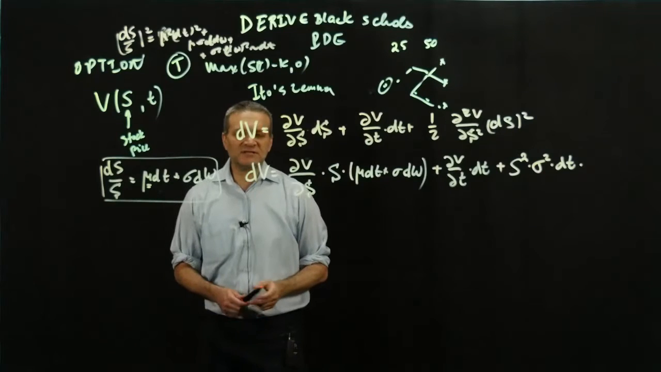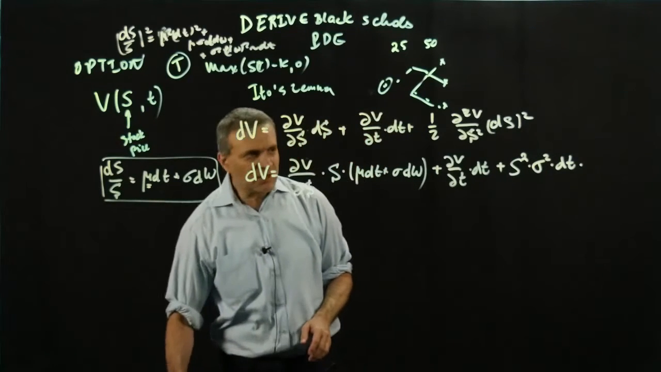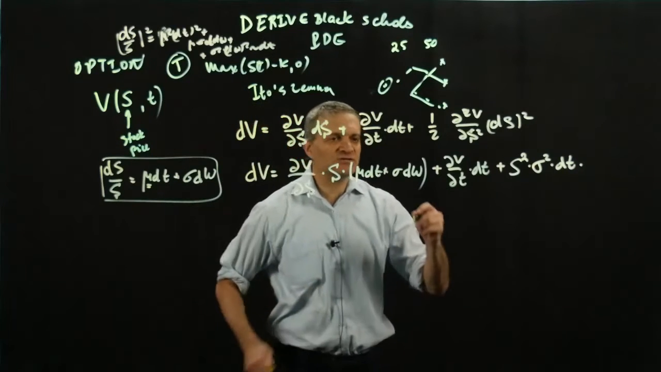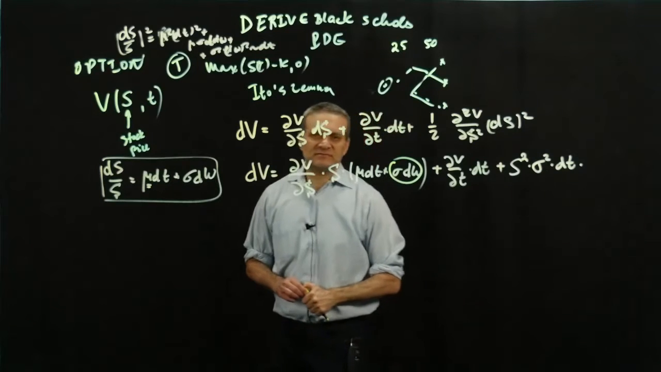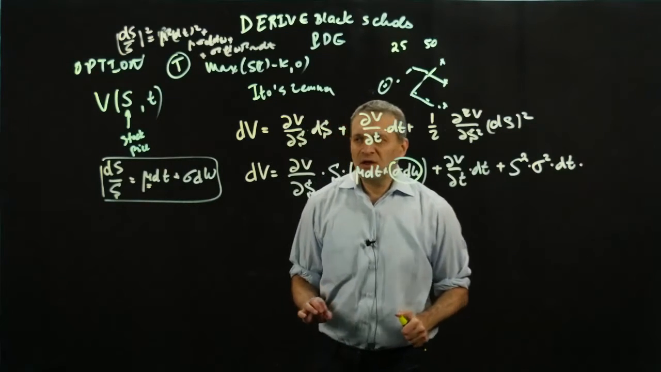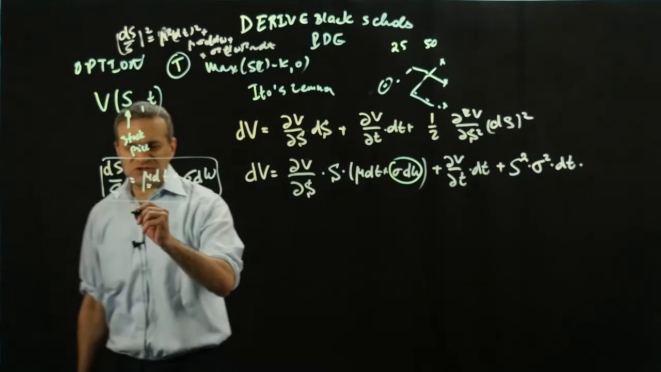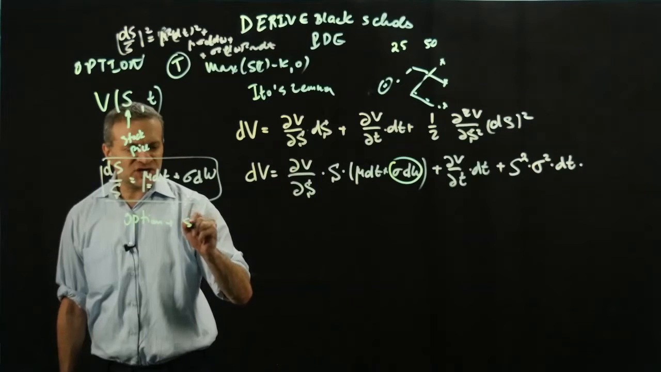Well, now comes a trick, a very nice trick. What we are going to do now is eliminate randomness. How are we going to eliminate randomness? Well, we are going to set up a portfolio, which is basically going to be an option plus a share of a stock.